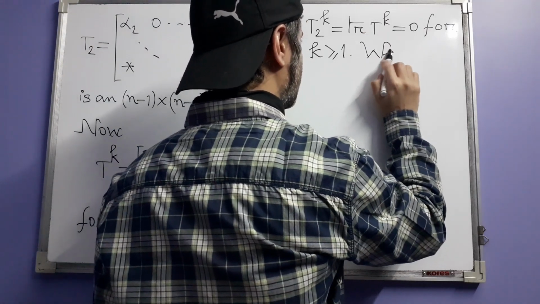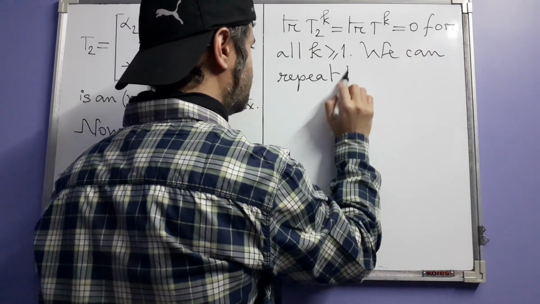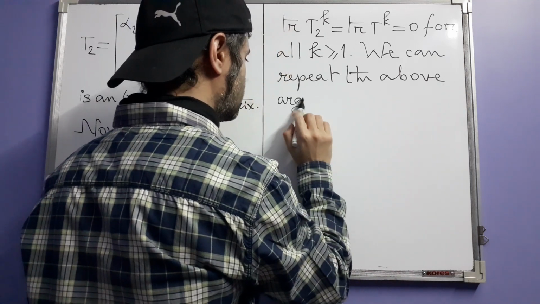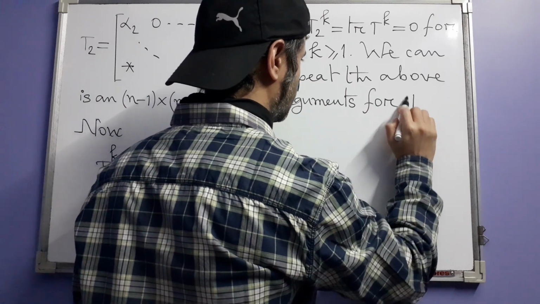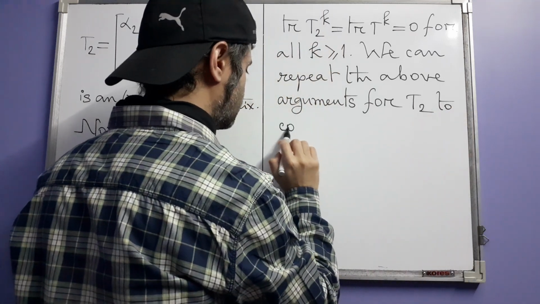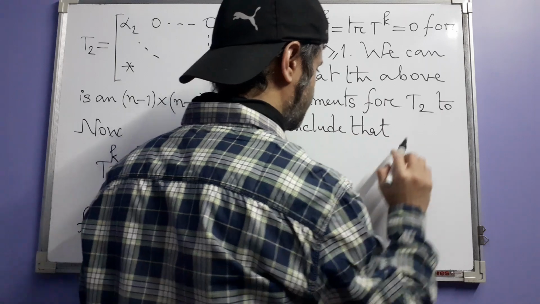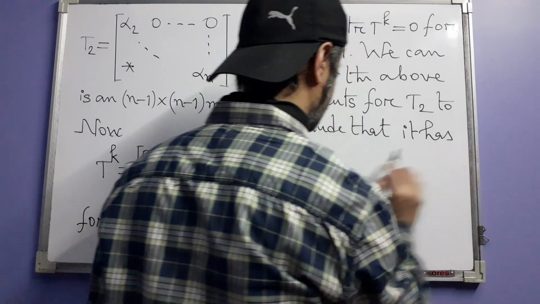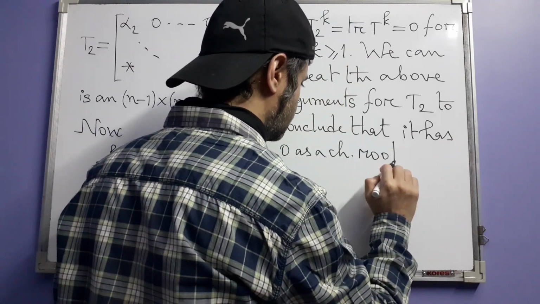We can repeat the above arguments for T2 to conclude that it has 0 as a characteristic root.